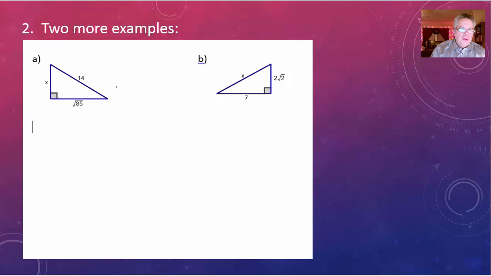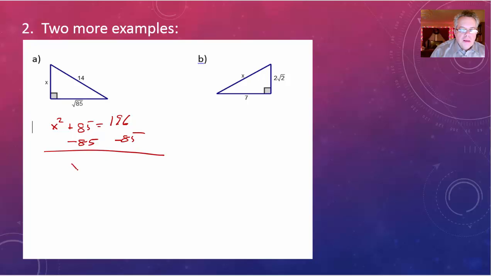Okay, on this first one, I'm going to go ahead and just write down the relationship. X is a leg, so we have x squared plus square root of 85 squared, which is 85, equals 14 squared. Need a calculator for that one. 14 squared is 196. So we're going to subtract 85, and we get x squared equals 196 minus 85, which is 111. So I get x equals square root of 111.